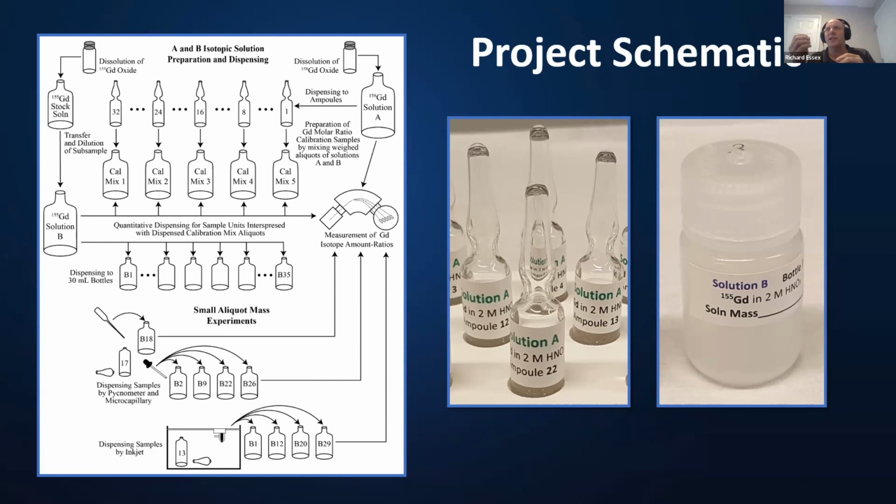These are polypropylene ampules that have been stretched out into a capillary. Radionuclide metrology uses this very frequently to get quantitative masses for the solutions dispensed. We did this as a control, and then we used the microcapillary method for some samples, and in two different stages we used an inkjet dispenser to dispense between 1 and 5 milligrams of solution.